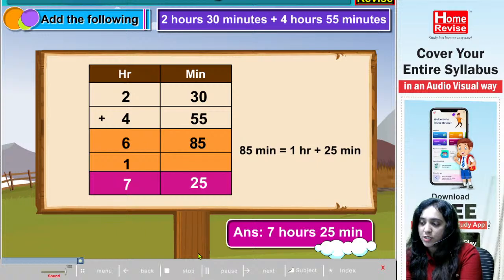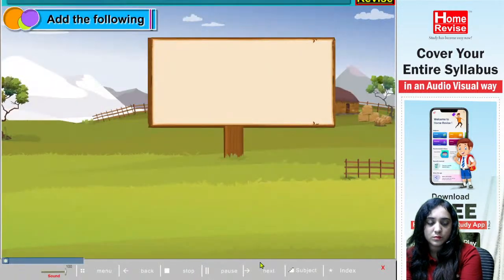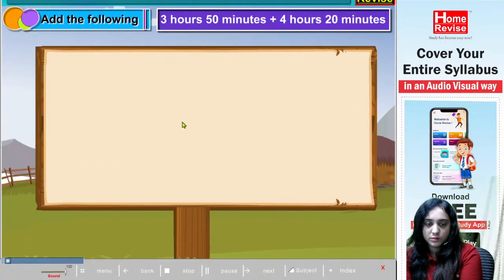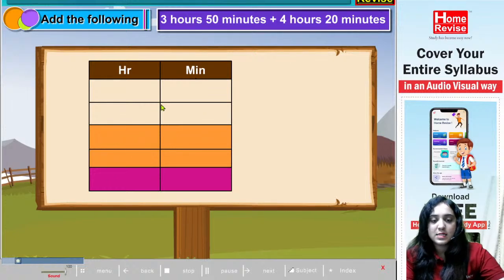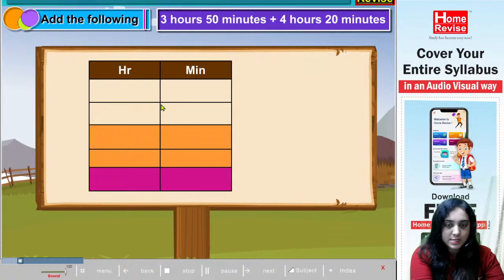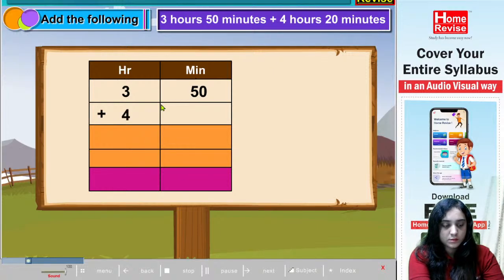Yes, so next one. 2. 3 hours 50 minutes plus 4 hours 20 minutes. We write it down vertically in the hours and minutes columns, respectively. So 3 hours 50 minutes is 3 in the hours column, 50 in the minutes column. And 4 hours 20 minutes is written as 4 in the hours column, 20 in the minutes column.